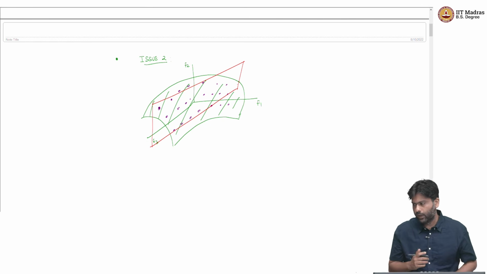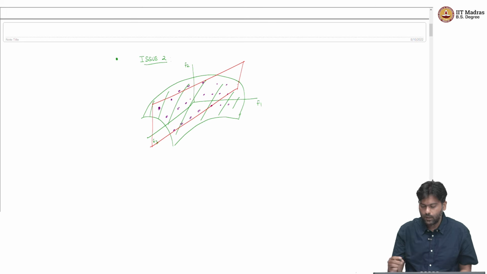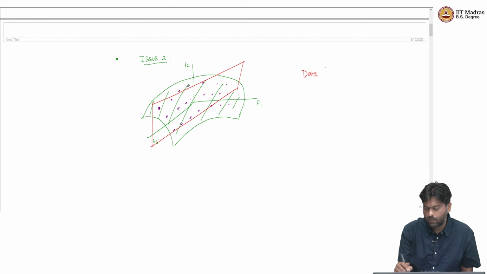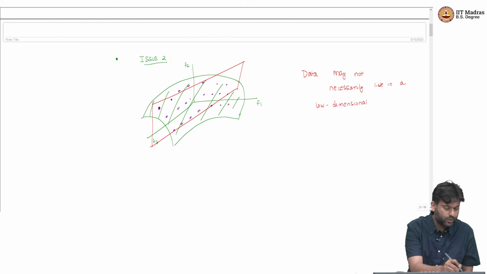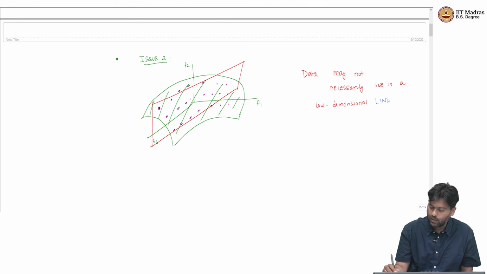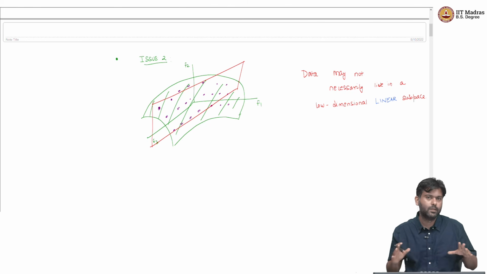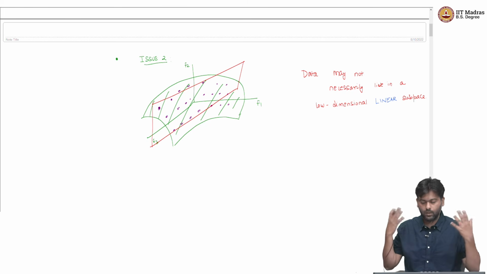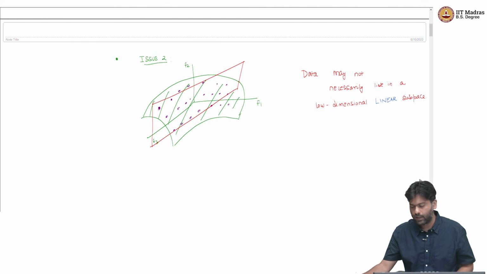Okay. So, the issue is that data may not necessarily lie or live in a low dimensional, and the keyword is not just low dimensional, linear subspace, right. When I say subspace, you can think of it as two-dimensional planes passing through origin, or a line passing through origin, and the higher dimensional analogs of those, right.